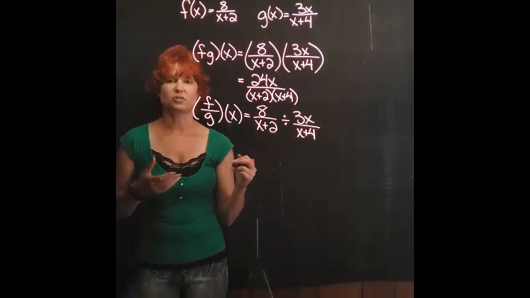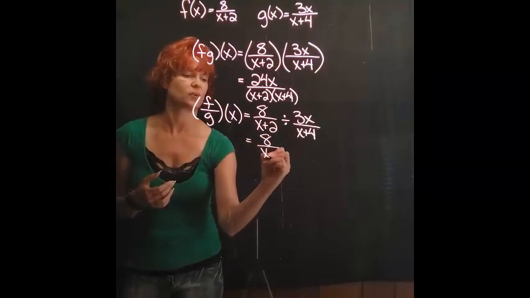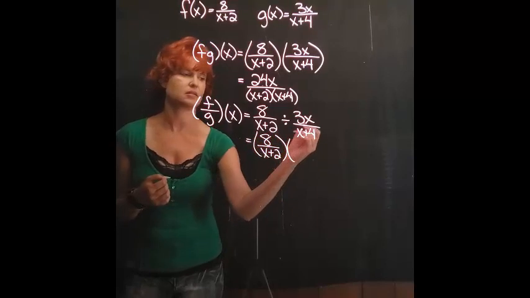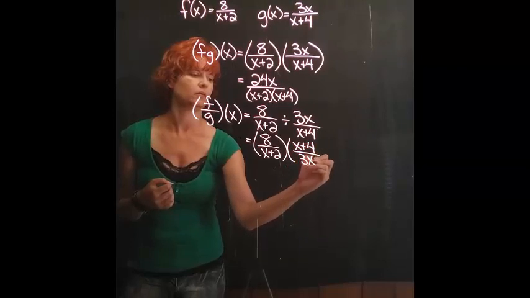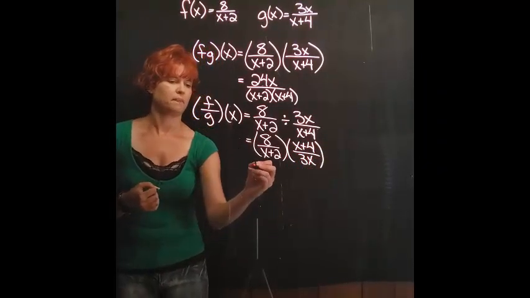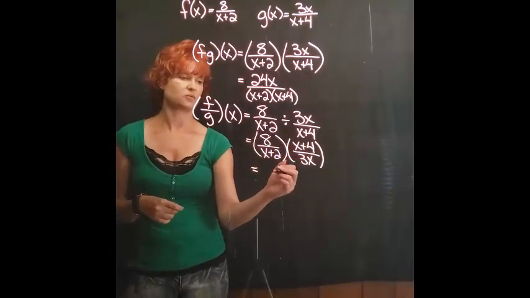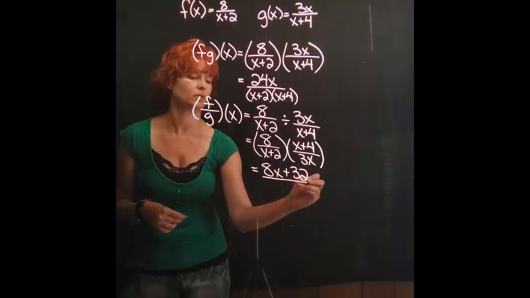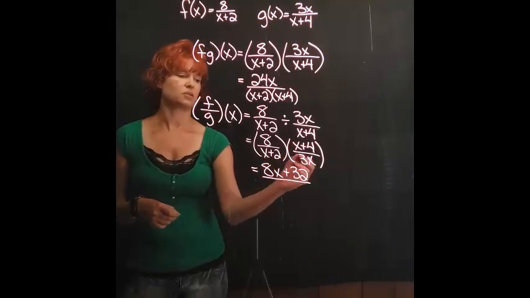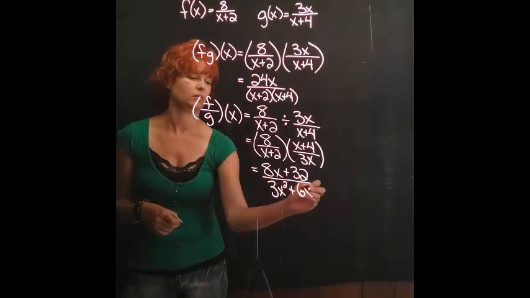So when you're dividing rational expressions, you are looking at changing this to multiplication and taking the reciprocal of the second expression. So we're going to flip it. Okay, so now we just multiply. Multiplying straight across, 8 times x plus 4 is going to be 8x plus 32. And x plus 2 times 3x is going to be 3x squared plus 6x.